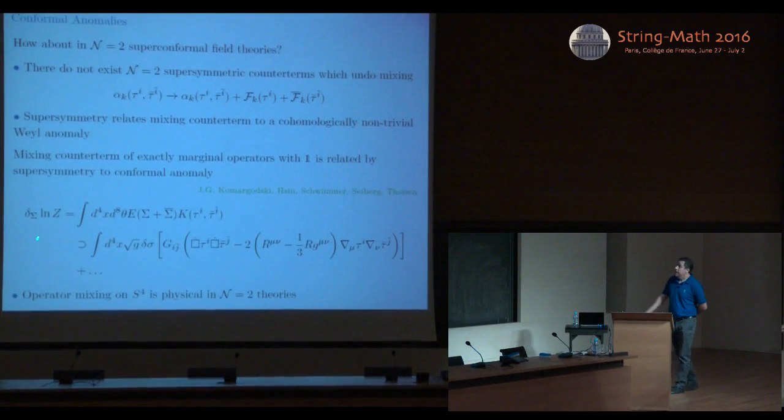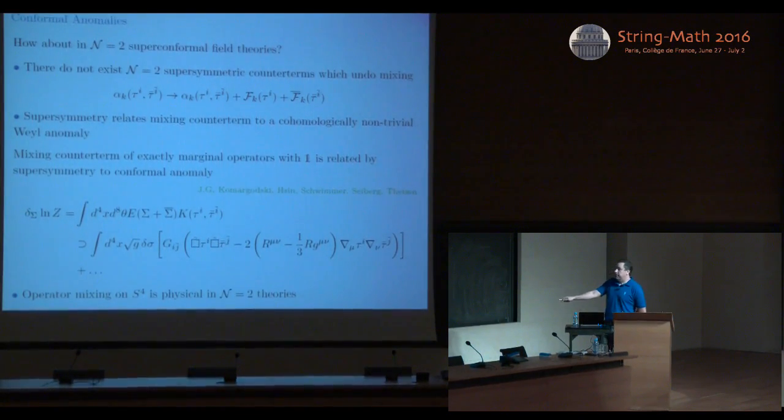Okay? So when you expand this thing out, it will spit out the Paneitz-like anomaly that we had before. And these plus terms will be the super Weyl variation of the local counter term, which I cannot remove because it's related by supersymmetry to this one. Okay? So the conclusion of this logic is that the operator on S4 is physical in N equals 2 theories, unlike in bosonic theories.